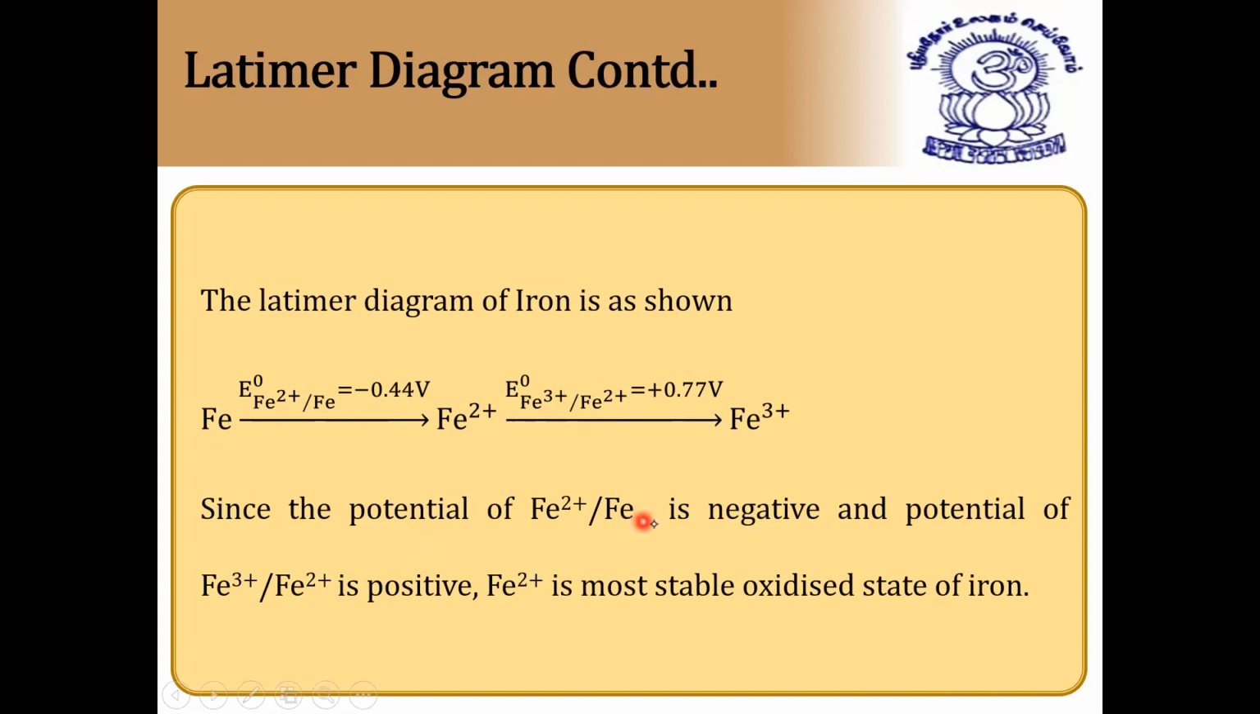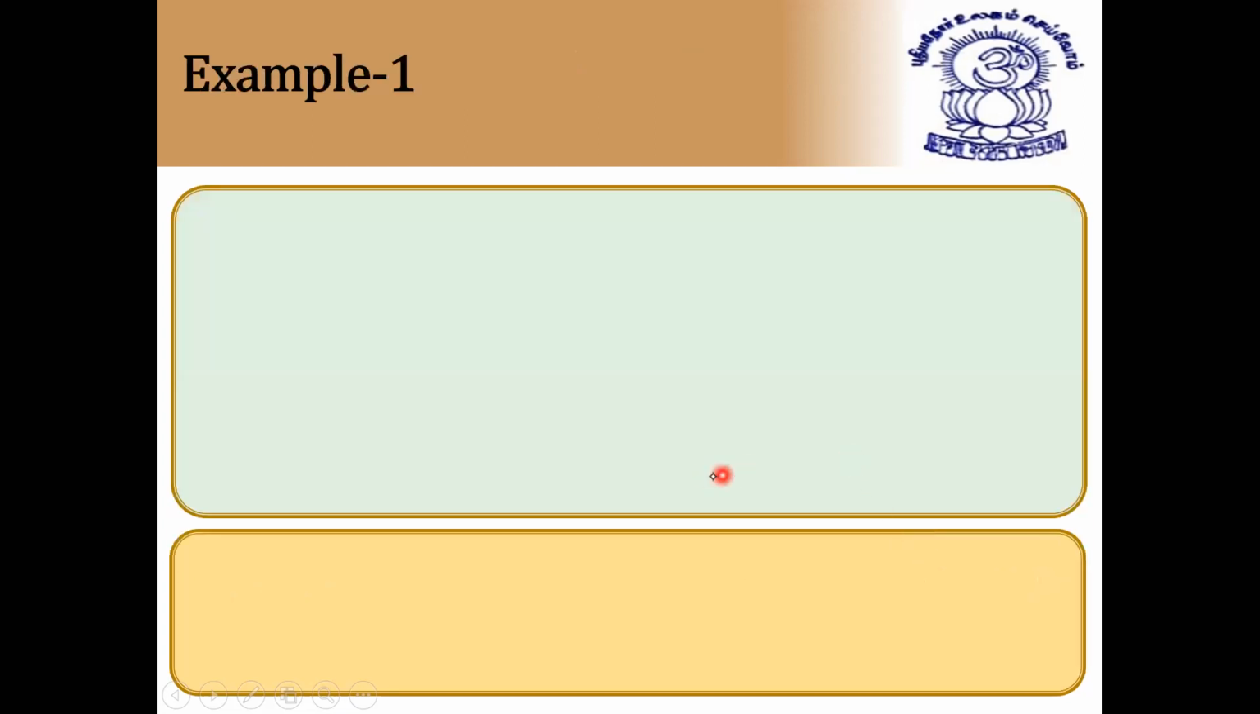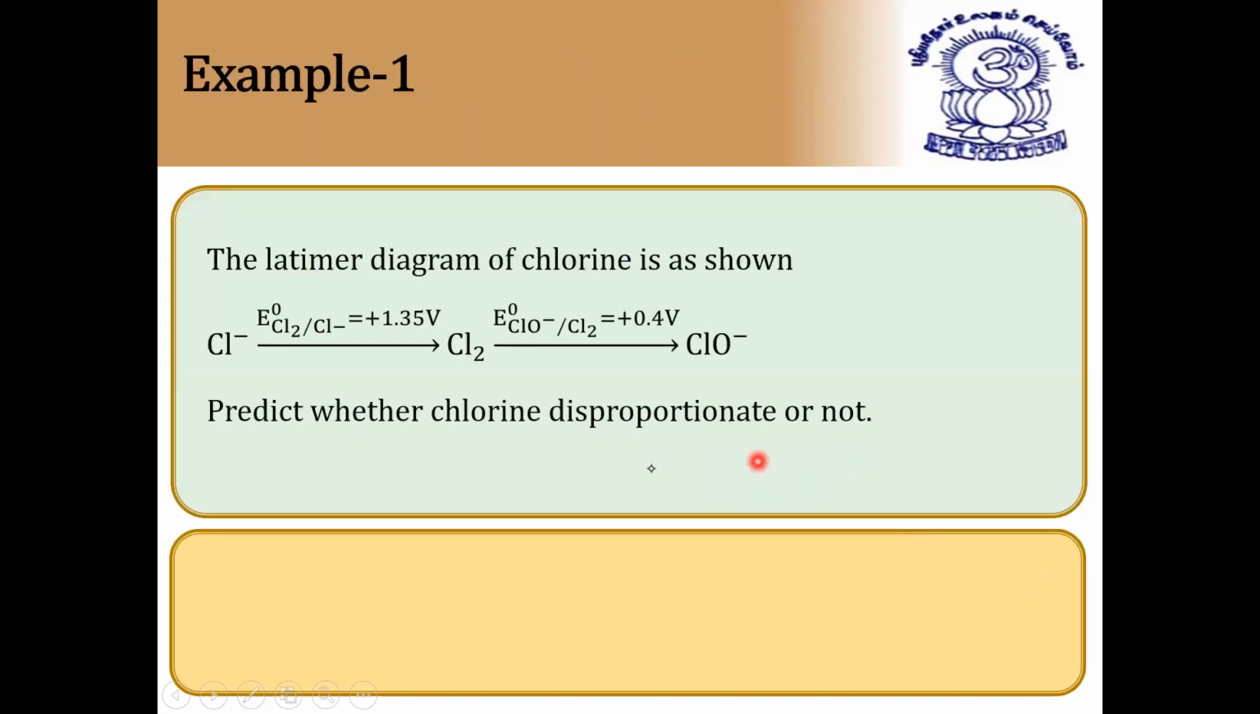Since the potential of Fe plus 2 to Fe is negative in the first case, and the potential of Fe plus 3 to Fe plus 2 is positive, Fe plus 2 is the more stable oxidation state of iron. That's why we say iron is more stable in the plus 2 state, whereas in the plus 3 state it is less stable. So the one for which we get a negative reduction potential value is more stable than the one with a positive reduction value. So Fe plus 2 is the most stable oxidation state of iron. So this is called the Latimer diagram. Next.